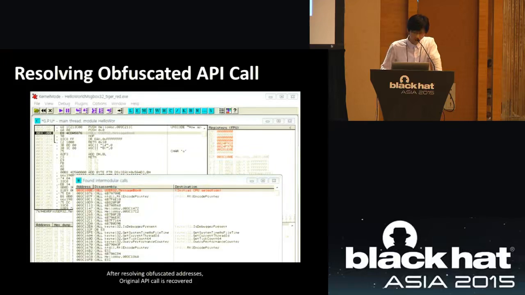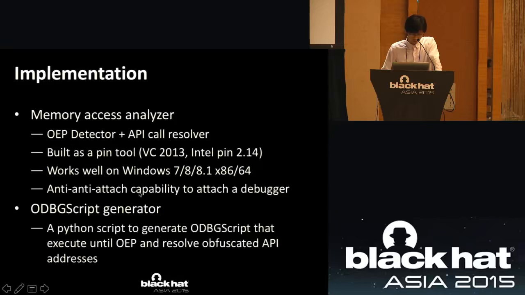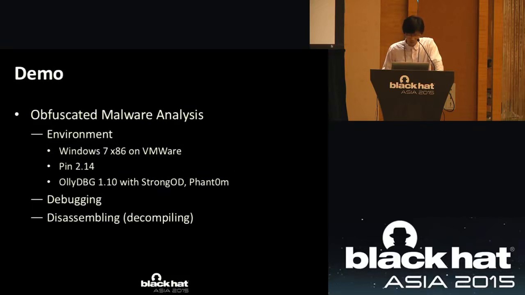And after resolving the obfuscated API call, the call to the allocated address changes to the API function we know. So I will show you some demos. I downloaded the file from VirusTotal this morning. It's a big malware that has many features, Trojan agents. I don't know exactly what it is, but it is written in China and has Chinese characters.